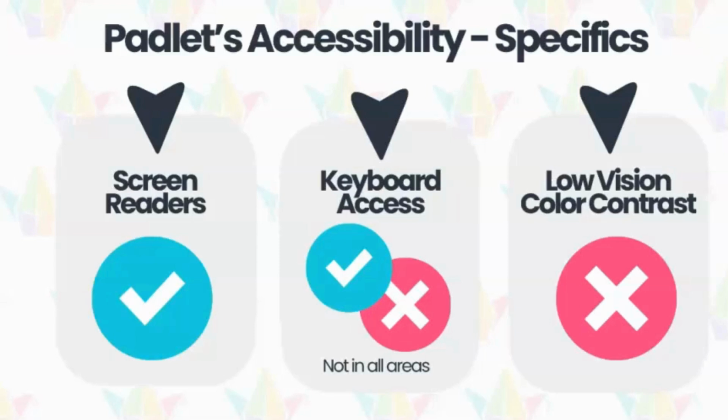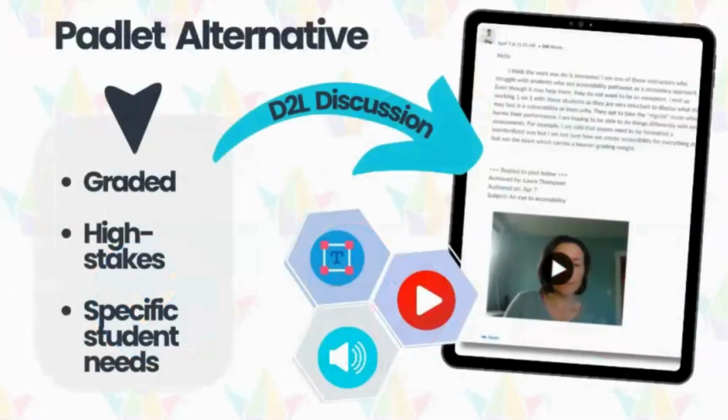And then Padlet doesn't currently offer low vision color contrast, but they are working on it. So in the meantime, users can use a browser extension like high contrast to improve the visibility on the boards. If you're wanting to use a discussion for a more high stakes assignment that is graded, you may want to think about some alternatives.